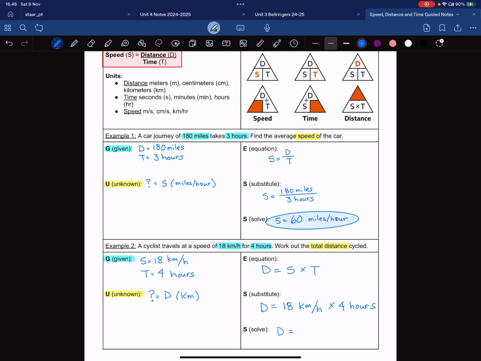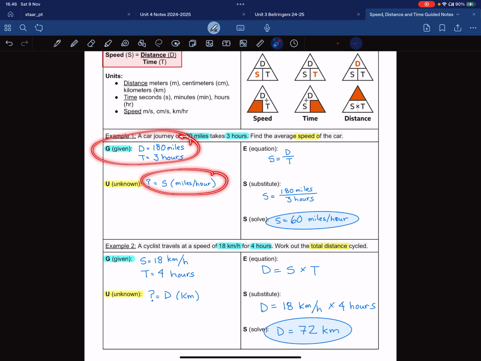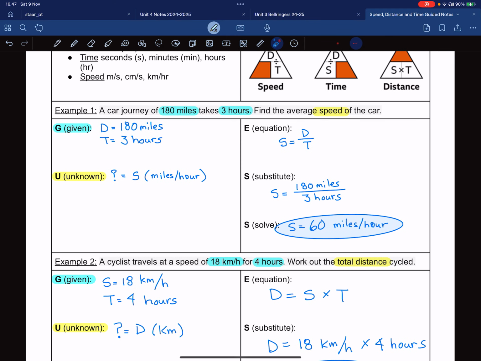So when I solve it, 18 times 4 is 72. And my distance is in kilometers. So find your givens and your unknown. Choose the equation that you want. Substitute. Solve. And notice the unit there is always the unit of the unknown.